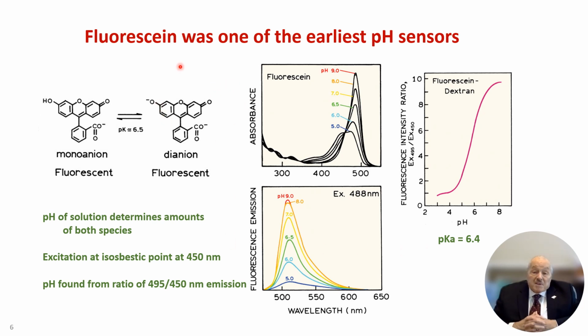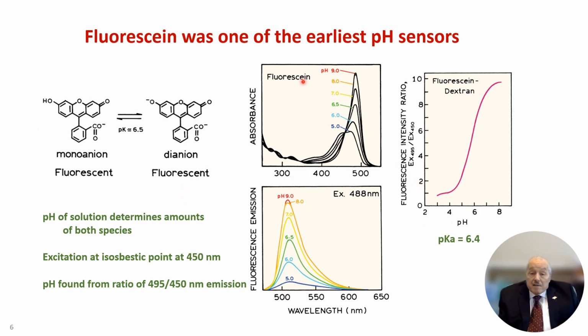First, I'm going to start with fluorescein. I never liked fluorescein as a pH sensor, but it's been used quite a bit. Basically, there's a whole variety of ionic forms that are possible, but these two are fluorescent, though they have different intensities. So the pH of the solution controls the amounts of both species. And this can be used as a wavelength ratiometric probe, and it works. For some reason, I've never liked it.